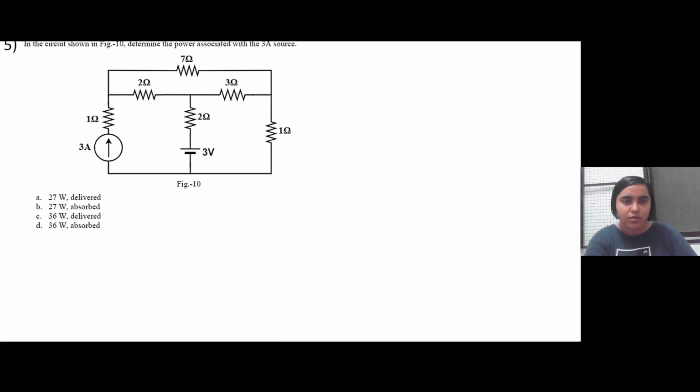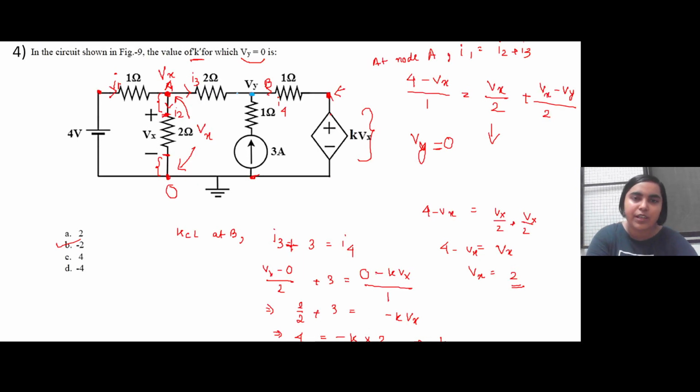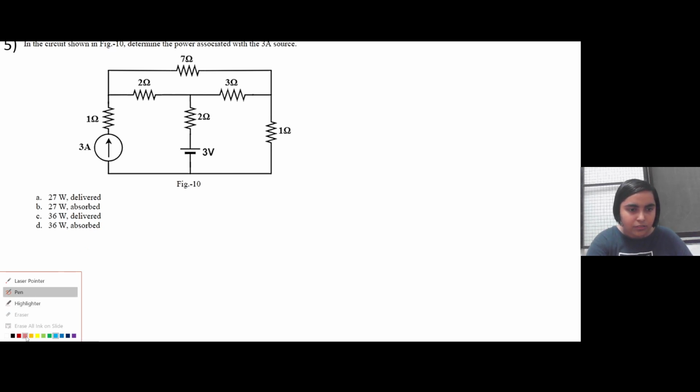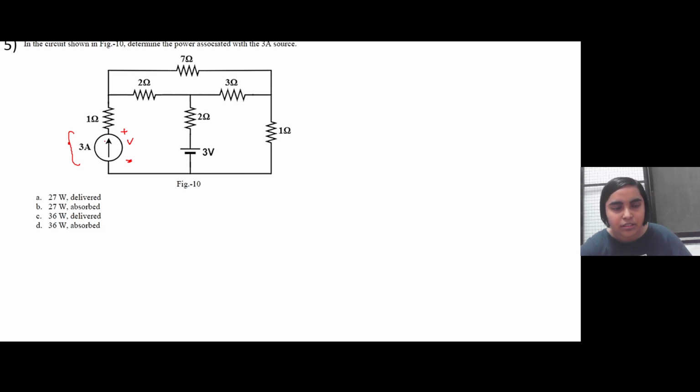Anyone has any other questions? Otherwise we can move to the next one. So we have to calculate the power associated with the 3 ampere source. So for that, what you need? The voltage. If we can calculate this particular voltage, we can easily calculate the power that is either delivered or consumed by this current load, right? It is the same like we did earlier.